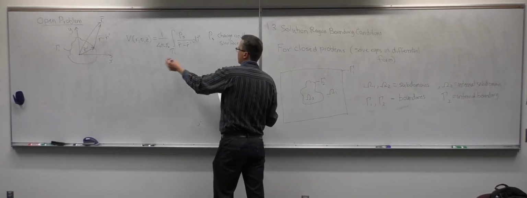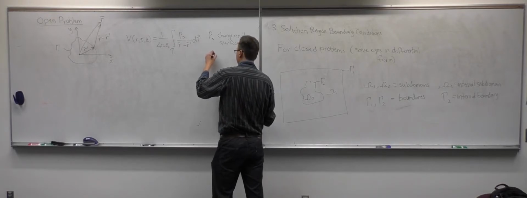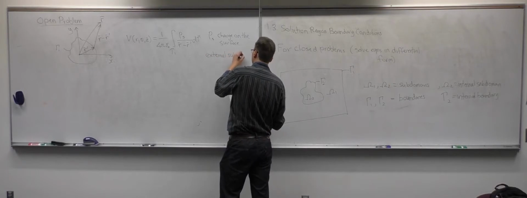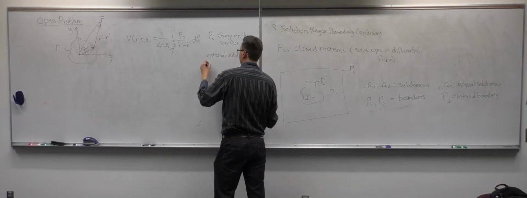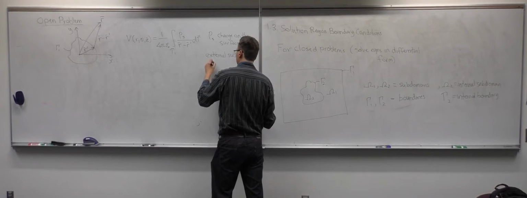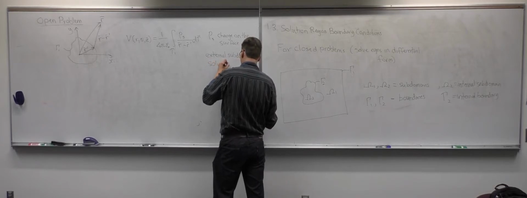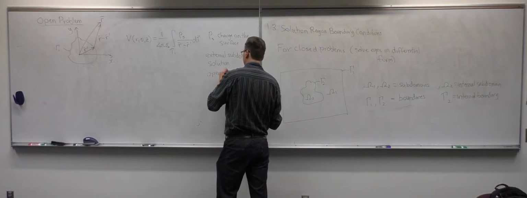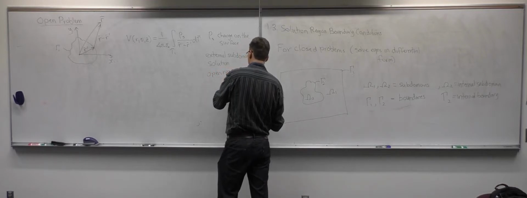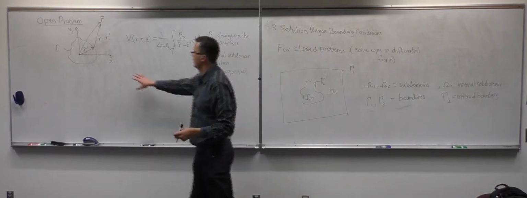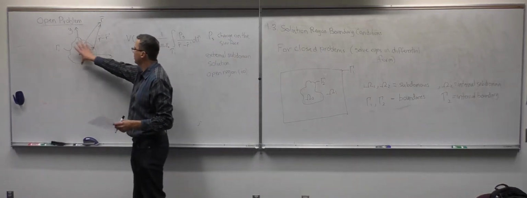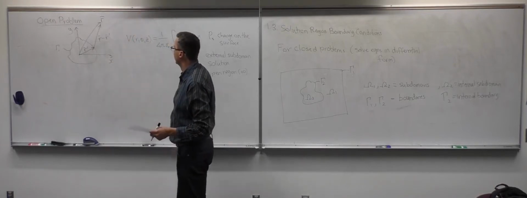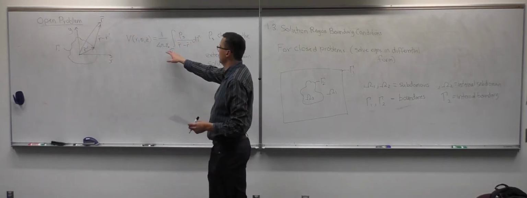So this is an example of an external subdomain solution. It would be on an open region going to infinity. So you know that you'd have a charge value and you'd know that that field goes outwards far away.